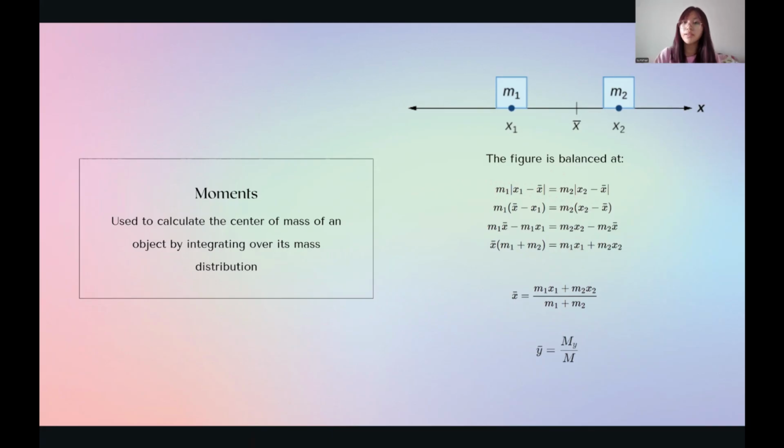So if we simplify the formula, we can see that this figure is balanced at the point at the first mass times the position of the first mass plus the second mass times the position of the second mass divided by the total mass. So the top part of this formula, or the numerator, is called the moment of x. Now this can also be used with masses that are placed vertically. So the center of mass on the y-axis is the moment along the y-axis divided by the total mass.